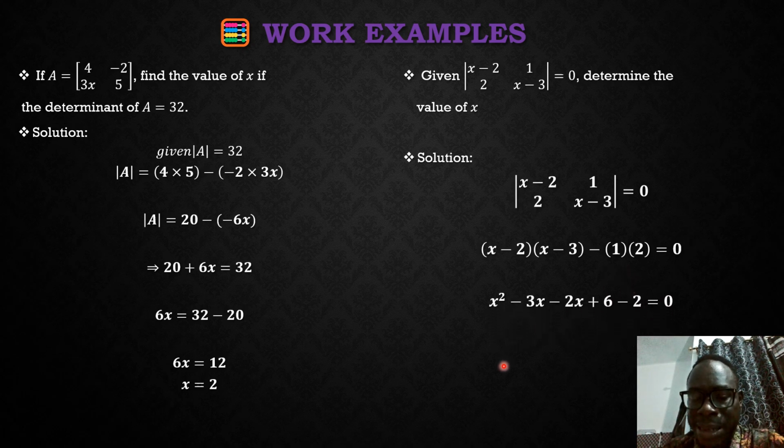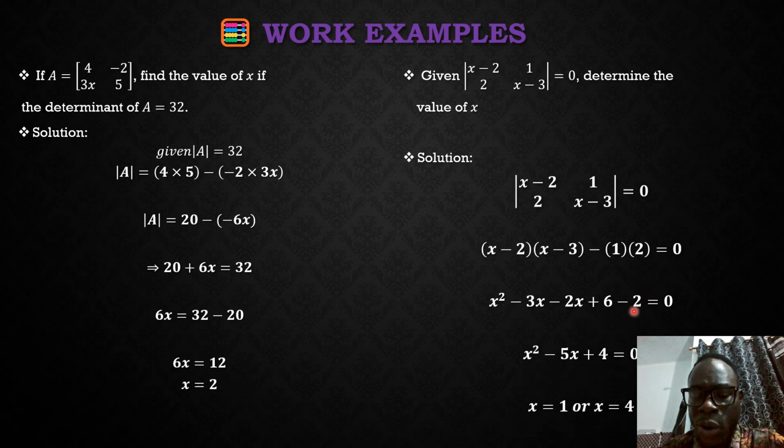When we expand and simplify, we are going to get x times x being x squared, x times minus 3 being minus 3x, minus 2 times x being minus 2x, then minus 2 times minus 3 will be positive 6, then minus 1 times 2 will be minus 2. We group like terms to get a quadratic equation.